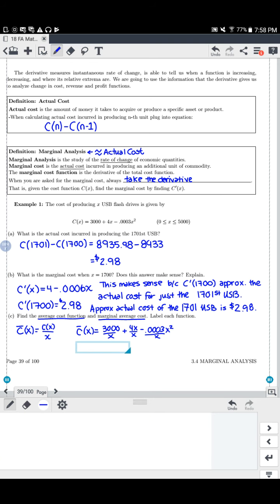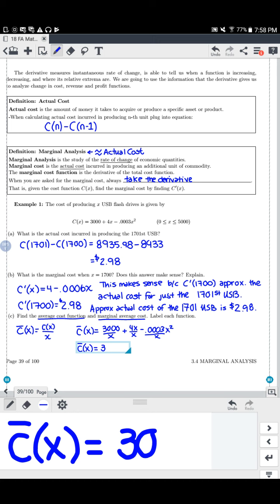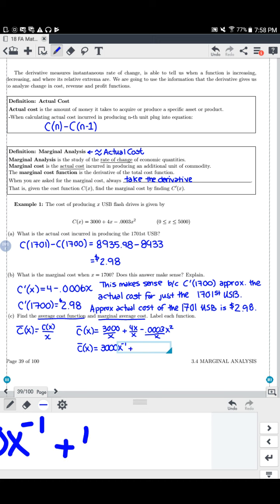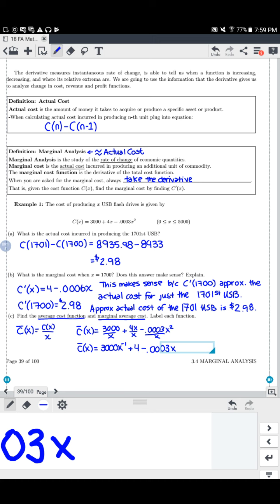So then I could simplify this just because I'm going to be taking the derivative of it, because I'm going to find marginal average cost. Marginal always means take the derivative. So I'm going to rewrite this as 3,000 x to the negative 1, since it's in the denominator. 4x over x, those x's cancel out, and I just have 4. And I have minus 0.0003x. So there's my average cost function.